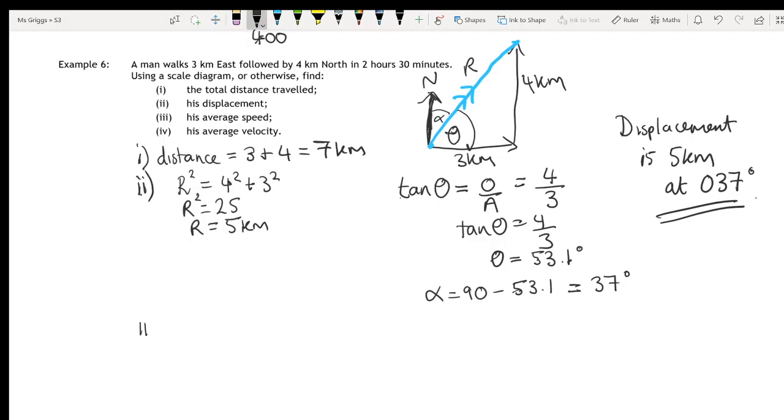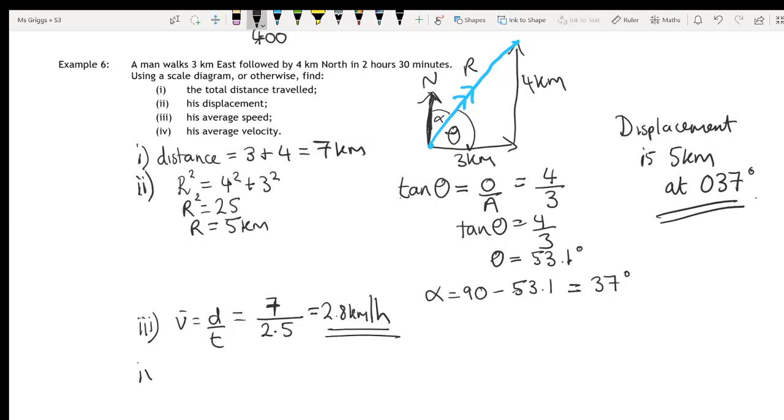Number 3, we've done most of the hard work now. 3 is average speed. So average speed, remember, is just the distance divided by the time. So it's 7 kilometers divided by the time, which is 2.5 hours, 2 hours 30 minutes, so 2.5. And that comes to 2.8 kilometers per hour.